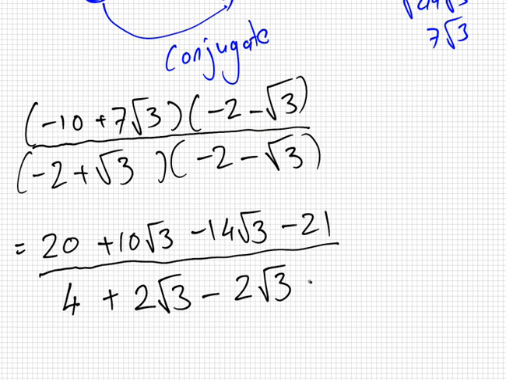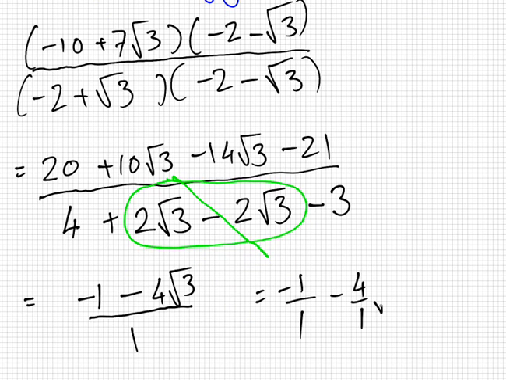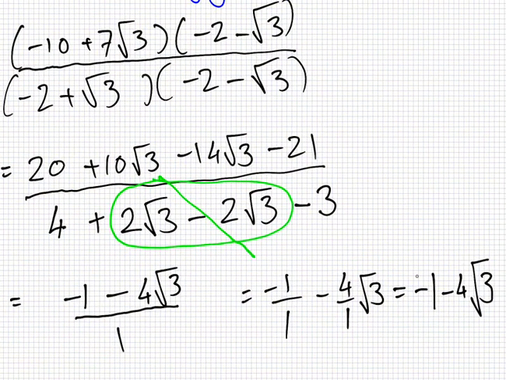Okay, so the last type to do is dividing. So we've done simplifying and multiplying, so now we'll do dividing. Right, so let's have a look at something like this: minus 10 plus root 147 divided by minus 2 plus root 3.